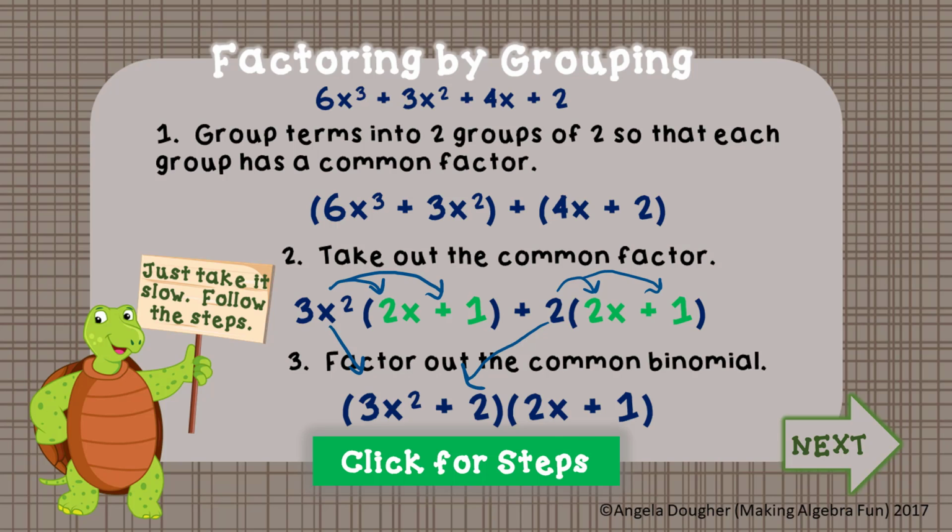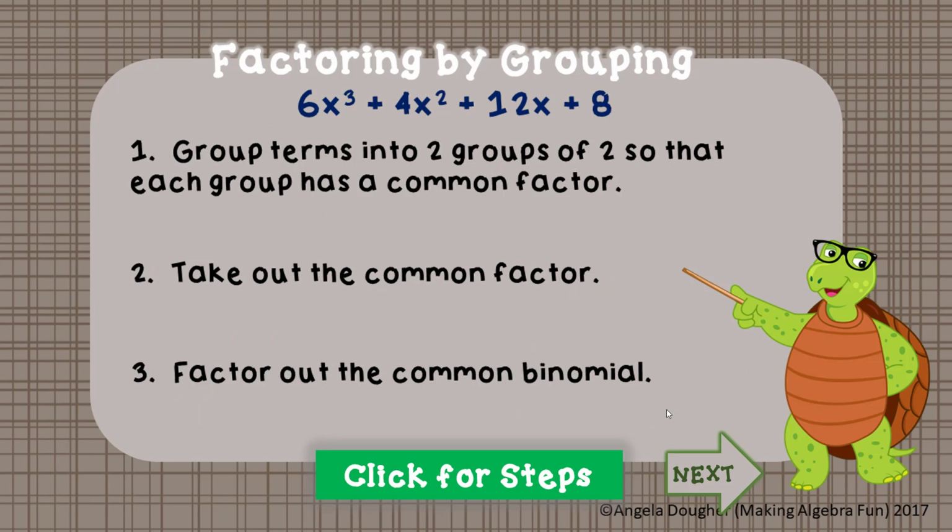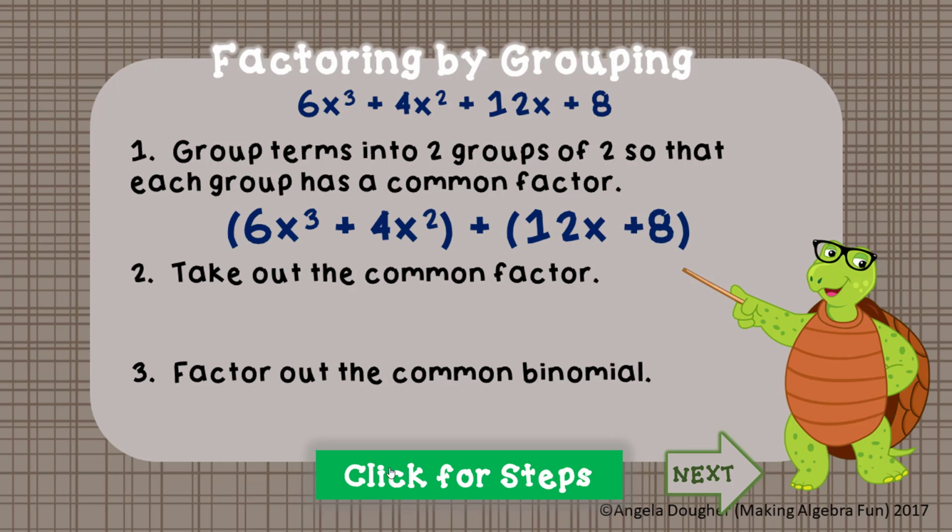All right, so let's look at another example. With this one, we're going to take 6x cubed plus 4x squared plus 12x plus 8, and break this into two groups so that each group has a common factor. So again, we take the 6x cubed plus 4x squared plus 12x plus 8, and we put in our two groups there, okay?